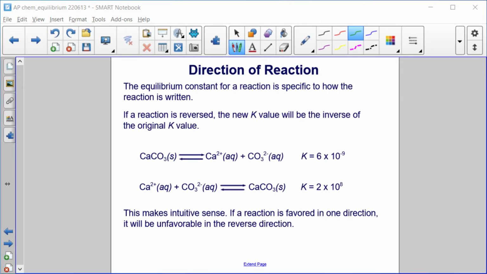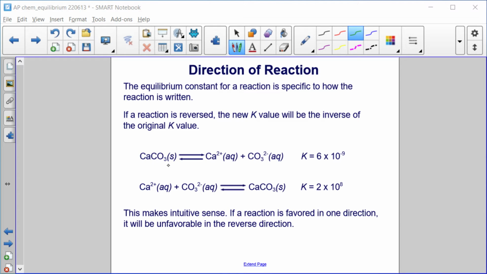The equilibrium constant for a reaction is specific to how the reaction is written. If a reaction is reversed, the new K value will be the inverse of the original K value. Here's an example.